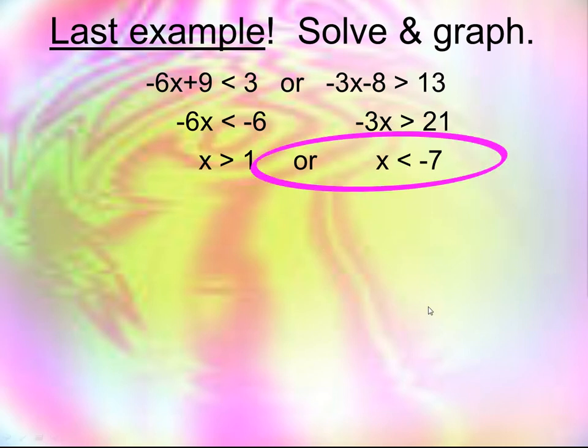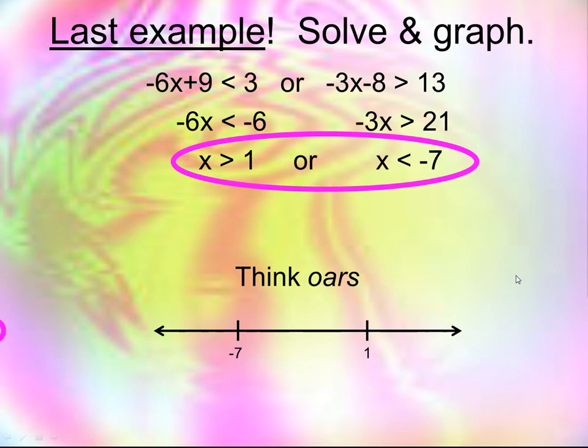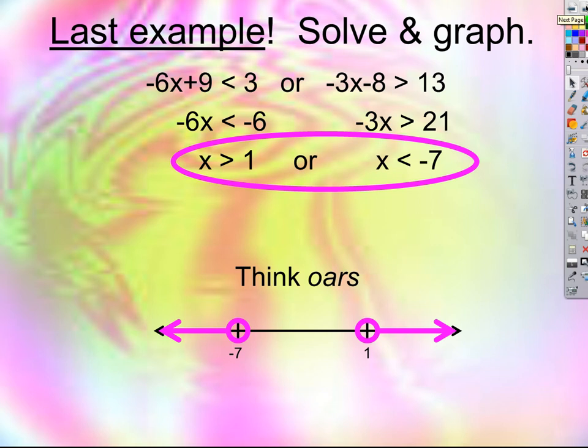And so when I graph this, I should see like the oars on a boat. And I do. I get all the values that are less than -7, so off to the left, greater than 1, so off to the right. Okay. Now there's one additional example here that I want to give you that sometimes causes people trouble. It doesn't show up in this PowerPoint.